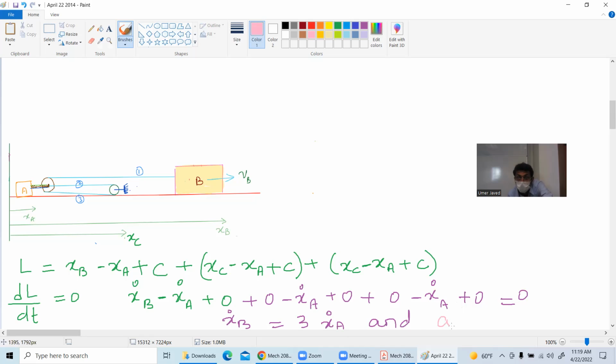VB equal to 3 VA. So write it as VB equal to 3 VA and AB equal to 3 VA. Take another time derivative. Sorry, 3 VA. Okay, you asked me this question, right?